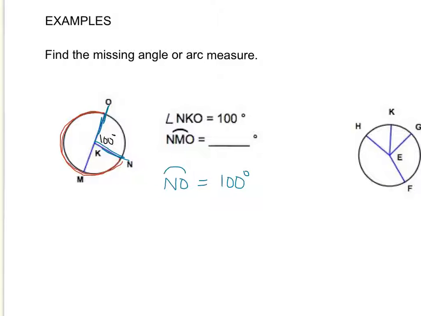Now the big arc NMO is not 100 degrees, but it is a major arc that's the other part of NO. So we can simply say that arc NMO, which is this major arc, is 360, which is the whole circle, minus 100 degrees, which is that minor arc. So then 360 minus 100 would be 260 degrees. So again, it's just playing with the circle, looking at what you have for each one.